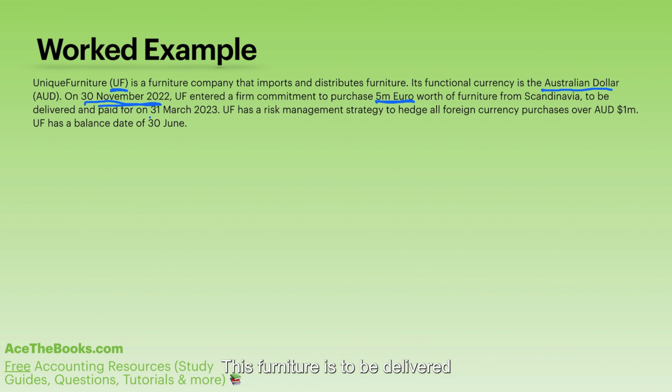This furniture is to be delivered on the 31st of March 2023, which is when it is also required to be paid for by UF. UF has a risk management strategy to hedge all foreign currency purchases over 1 million Australian dollars. UF has a balance date of the 30th of June.